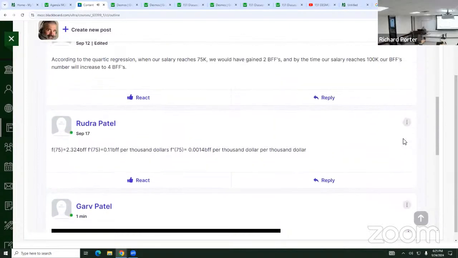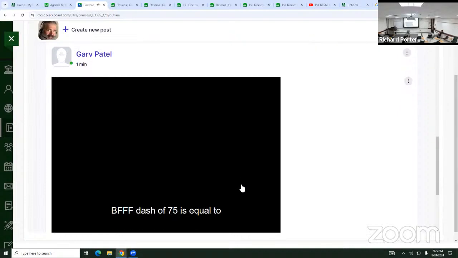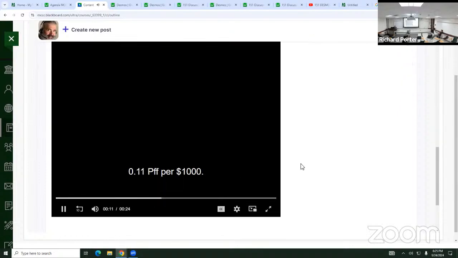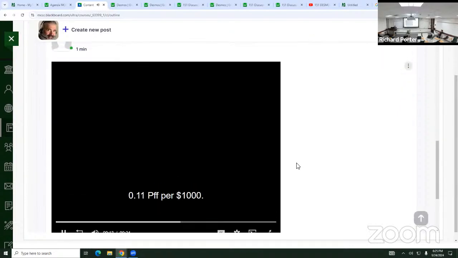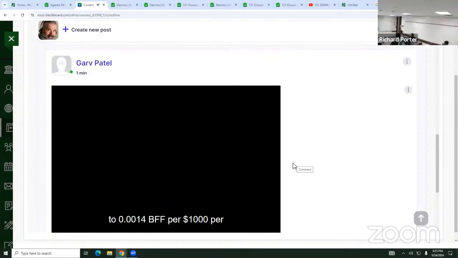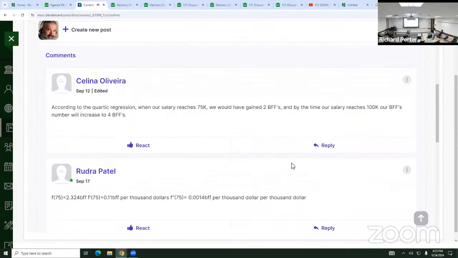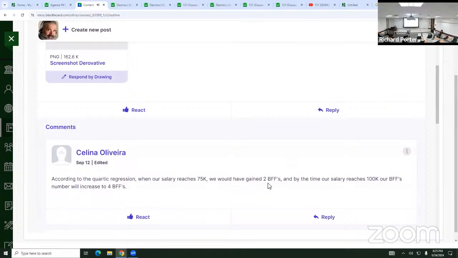F of 75 is equal to 2.324 BFF. F prime of 75 is equal to 0.11 BFF per $1,000. F double prime of 75 is 0.0014 BFF per $1,000. Okay, now who's going to read what Selena wrote? Somebody?